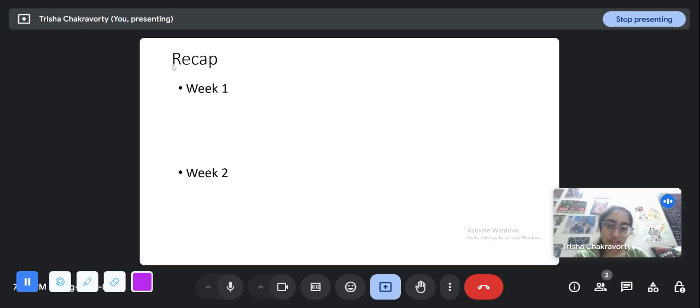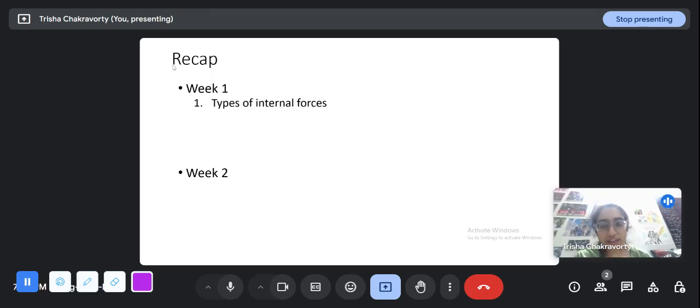We will start with a brief recap of the previous 4 weeks. In week one, we looked at the four types of internal forces. They are axial force, torsional moment, bending moment, and shear force. So axial force and torsional moment both have the direction along the length of the member, and shear force and bending moment are transverse to the member.